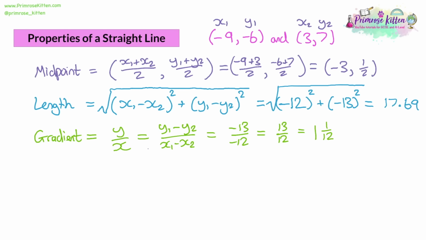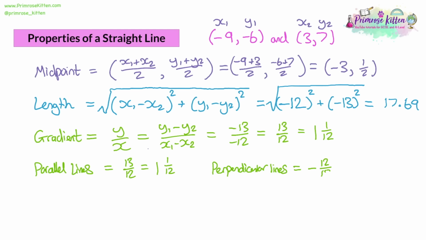Other things we can do with the gradient. We can have parallel gradients. So the gradient of parallel lines. Parallel lines are going to have the same gradient. So a parallel line will have the gradient 13/12, which again is 1 and 1/12. Perpendicular lines, these are lines that are at a right angle to this line. They're going to have a negative reciprocal gradient. And to do that, you make the gradient negative and you flip the fraction upside down. So 13/12 will become negative 12/13. And then we can't simplify that any further.